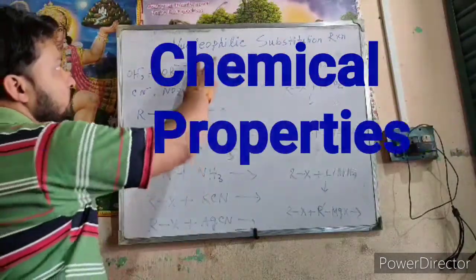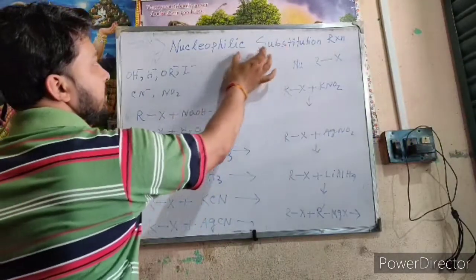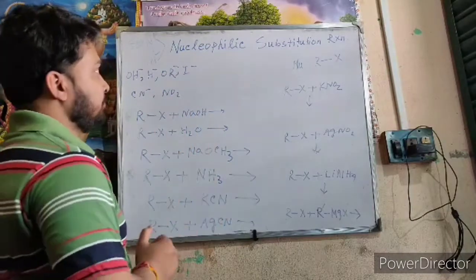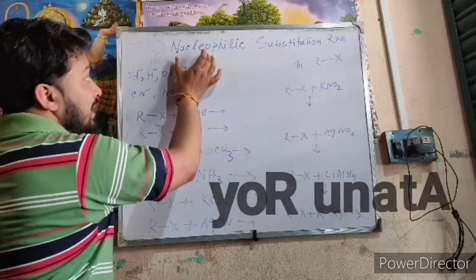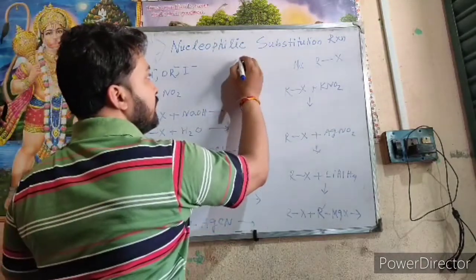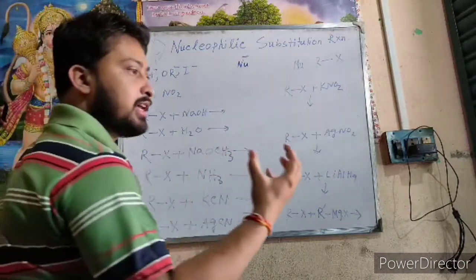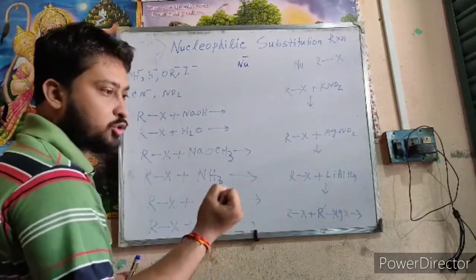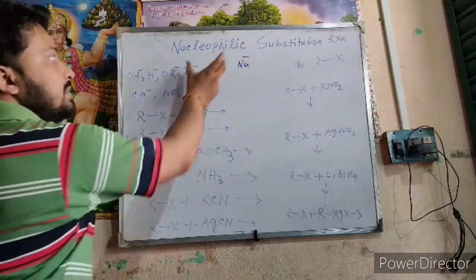Today's topic is nucleophilic substitution reaction. What did I say? Nucleophilic substitution reaction. Nucleo means nucleus. Philic means love. So the love on the nucleus, that means it is Nu negative, because we know the nucleus is a positive part and always wants to attract the negative charge. So this is Nu negative. So this is nucleophilic.